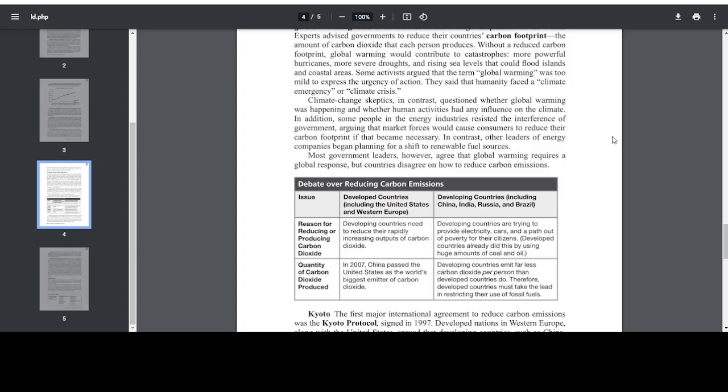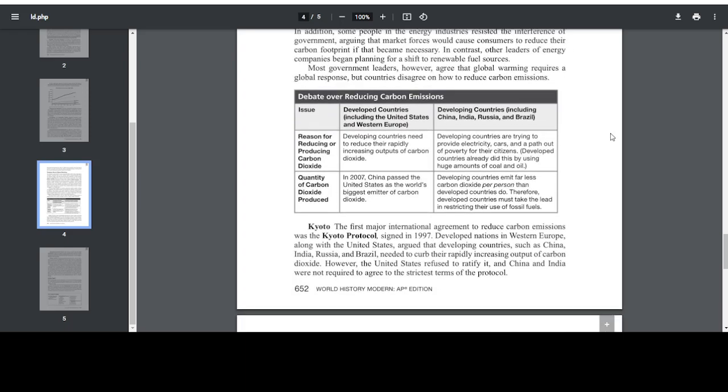In contrast, other leaders of energy companies began planning for a shift to renewable fuel sources. Most government leaders, however, agree that global warming requires a global response, but countries disagree on how to reduce carbon emissions. As you can see here, let's look at the table titled Debate Over Reducing Carbon Emissions.